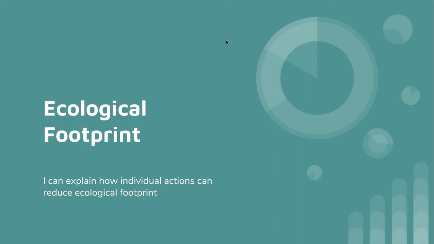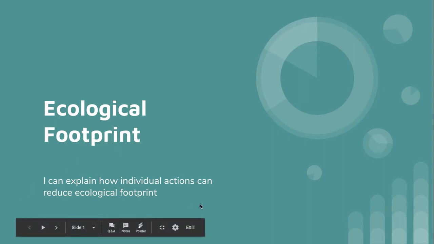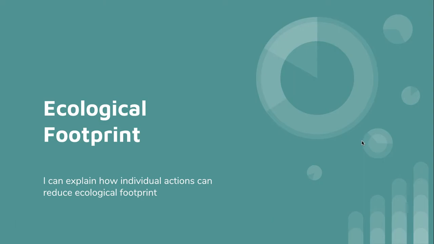So to start this unit off, we're going to start by talking about our ecological footprint. And your goal is to be able to explain how my actions directly impact the footprint that I leave behind, and what are some actions that we can do, both individually and as a society, to reduce our ecological footprint. So let's start by first identifying what is an ecological footprint.